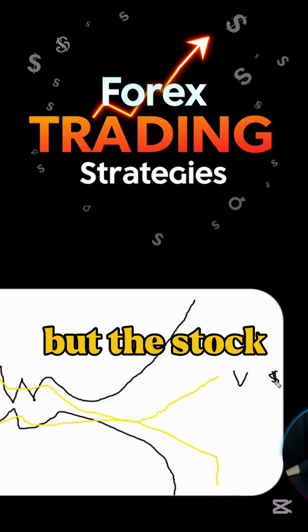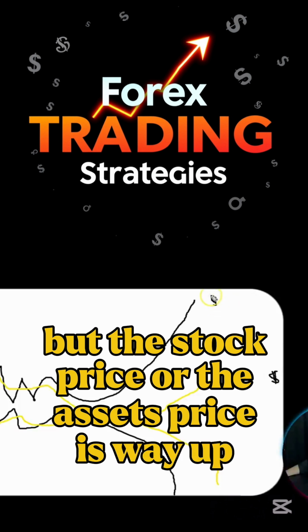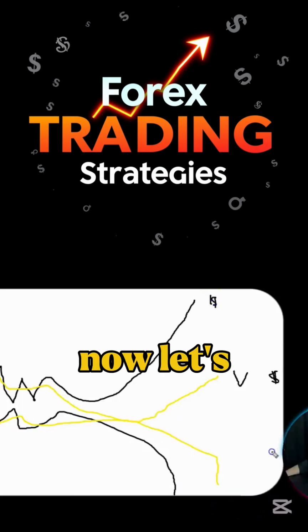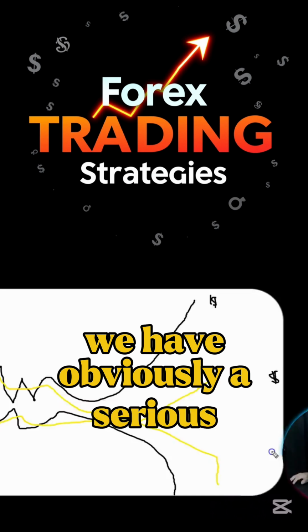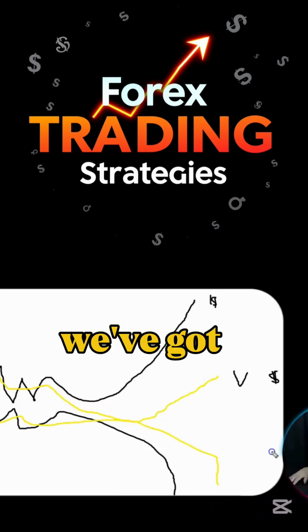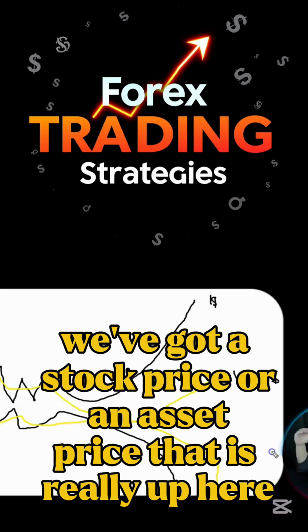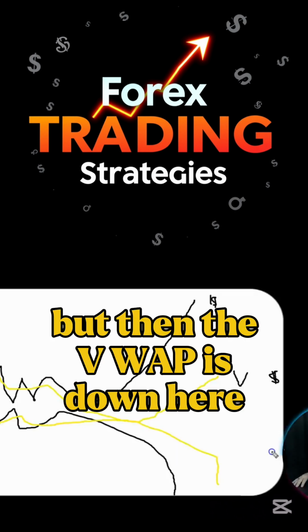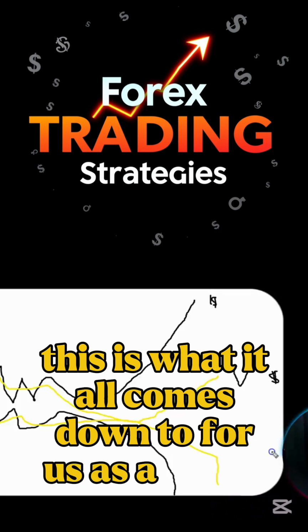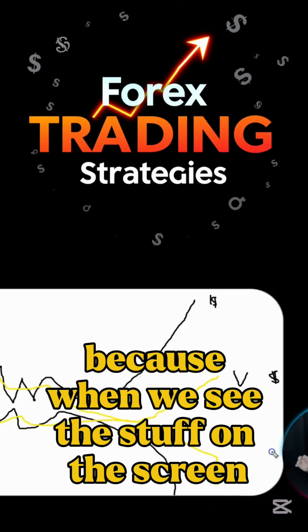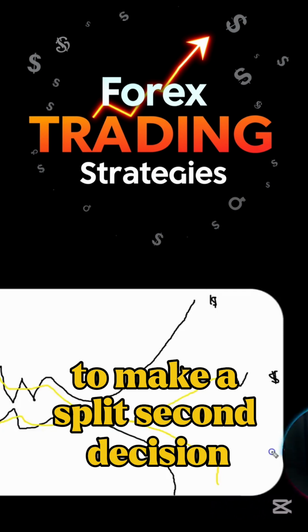But the stock price or the asset's price is way up here. Okay, now let's think about that for a minute. We have obviously a serious discrepancy here. We've got a stock price or an asset price that is really up here, but then the VWAP is down here. Now, what does that mean? This is what it all comes down to for us as a trader, because when we see the stuff on the screen, what we have to do is be able to decode the information and make a split-second decision.